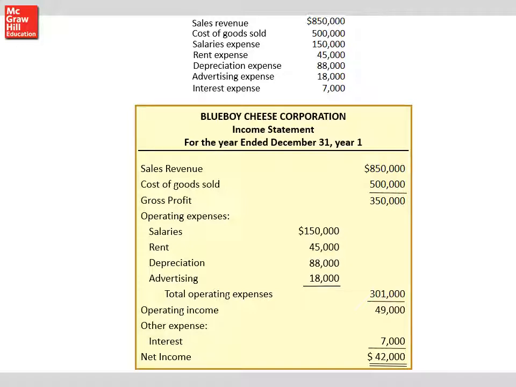So a very primitive version of our multiple step income statement, but a great review at that. Remember, only revenues and expenses, gains and losses on the income statement. And this is called a multiple step because we present a few accounts, we do a calculation. Present some more accounts, do a calculation until we finally arrive at net income.